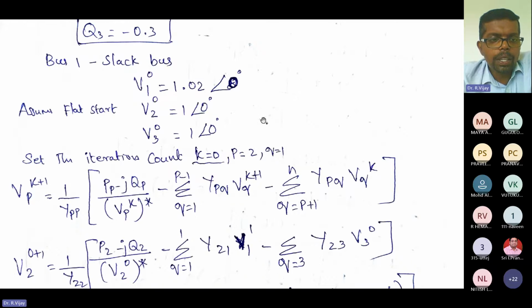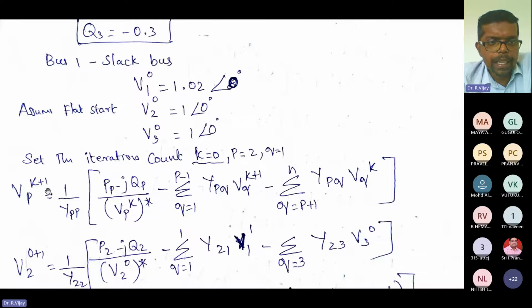Next, you need to set the iteration count: K is equal to 0, P is equal to 2, and Q is equal to 1. Why P is equal to 2? Because the P is equal to 1 value is already mentioned in the problem, so no need of taking that. So we need to start with the second bus. This is bus number 2. And the Q you are taking as 1.